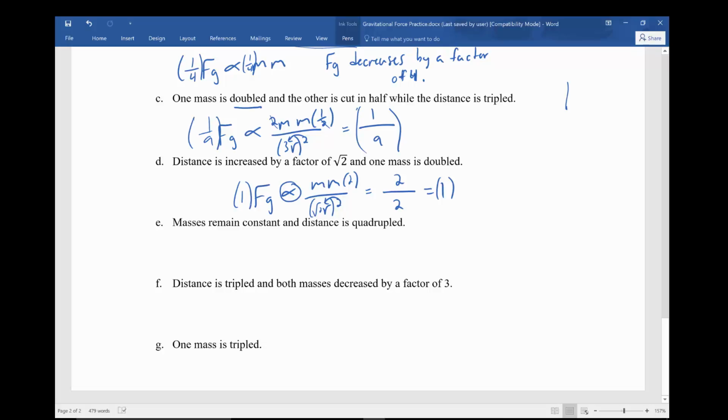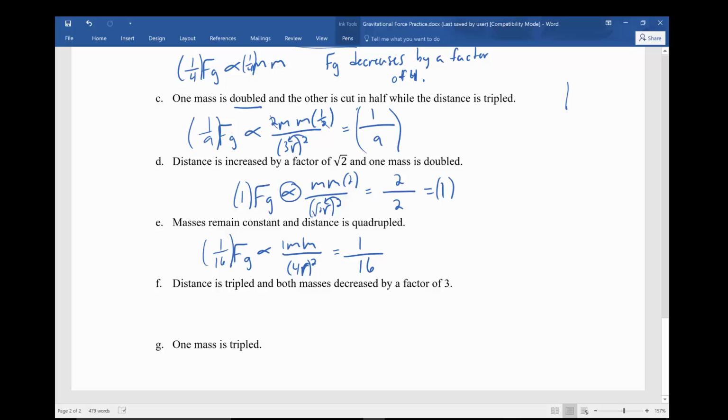So letter E, masses remain constant and distance is quadrupled. So I write this proportion one more time. So let's get used to doing these types of things. If you can pick this up, the proportions, everything else will be easy from here on. So the masses remain constant, so they're multiplied by 1, so it's the same number, but the distance is quadrupled. So I quadruple r. So in the numerator, I have a change of 1. In the denominator, I have a change of 4 squared, so 16. So then Fg changes by a factor of 1 over 16.